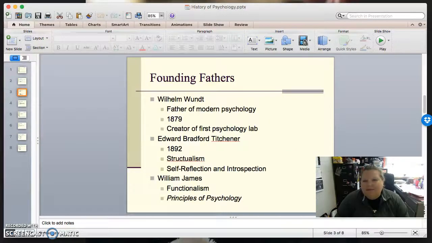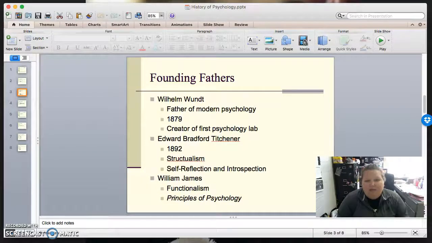So if we look at some of the founding fathers of psychology, our first one is Wilhelm Wundt. He was German, so that's why his W's become V's. He was what we consider the father of modern psychology. In 1879, he created the first psychology lab, in which he tested patients, and that set the stage for psychology in general.